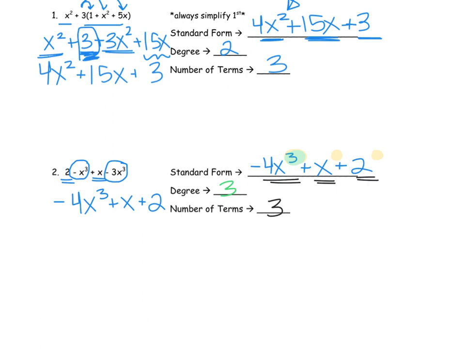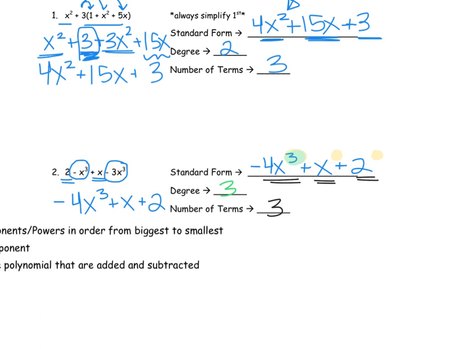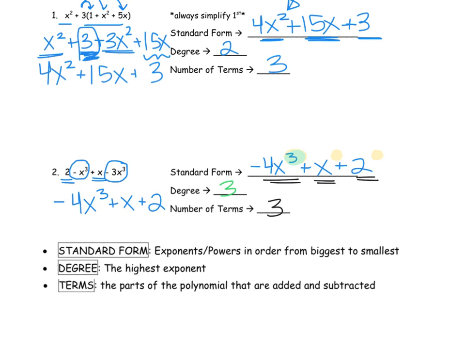So now that we've done some examples, you should know how to write a polynomial in standard form. Remember, that means that the exponents go from biggest to smallest. You should be able to classify by degree, meaning the highest exponent, and you should be able to determine what kind of polynomial it is based on the number of terms.